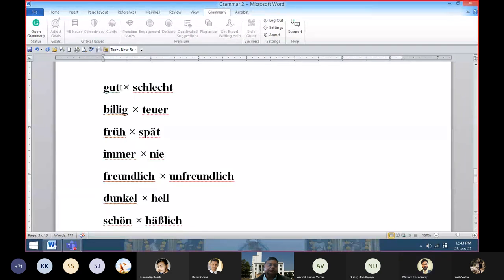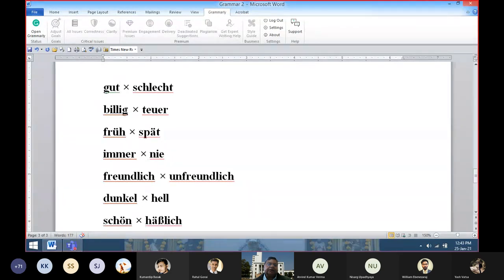Good. So good. And what is the opposite? As you can see, it is written schlecht. What is the pronunciation? Schlecht. So gut means good, schlecht means bad. Next word is billig.